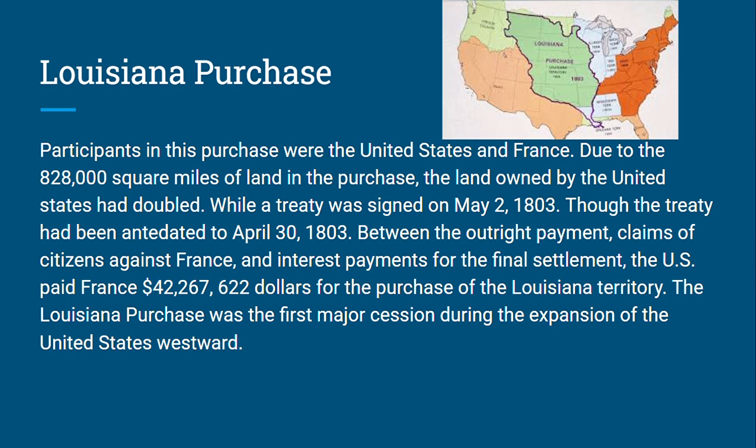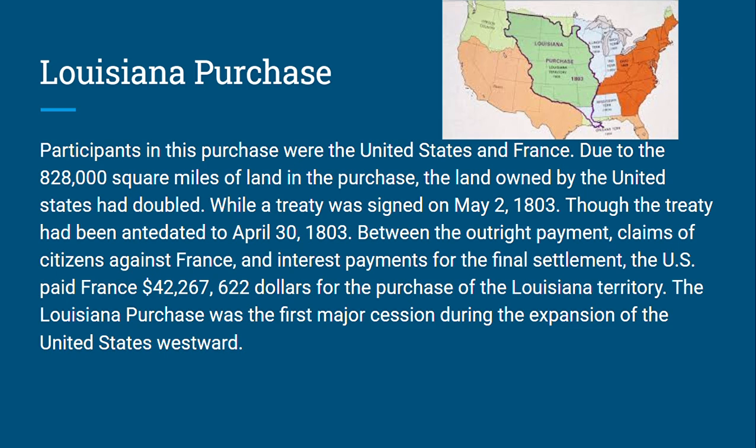The Louisiana Purchase. Participants in this purchase were the United States and France. Due to the 828,000 square miles of land in the purchase, the land owned by the United States had doubled. A treaty was signed on May 2nd, 1803, though the treaty had been antedated to April 30th, 1803. Between the outright payment claims of the citizens against France and interest payment for the final settlement, the U.S. paid France a total of $42,267,622 for the purchase of the Louisiana Territory.